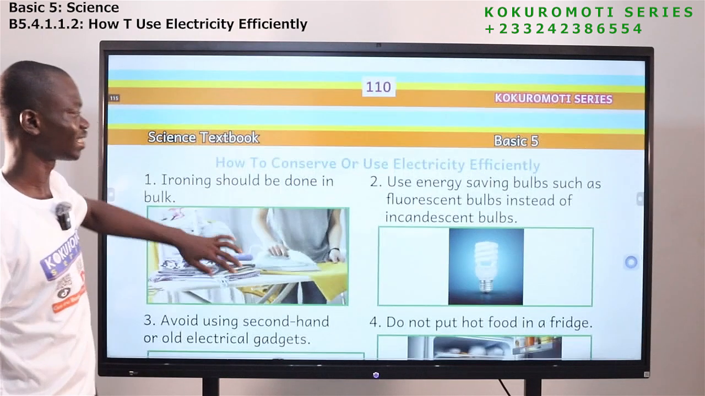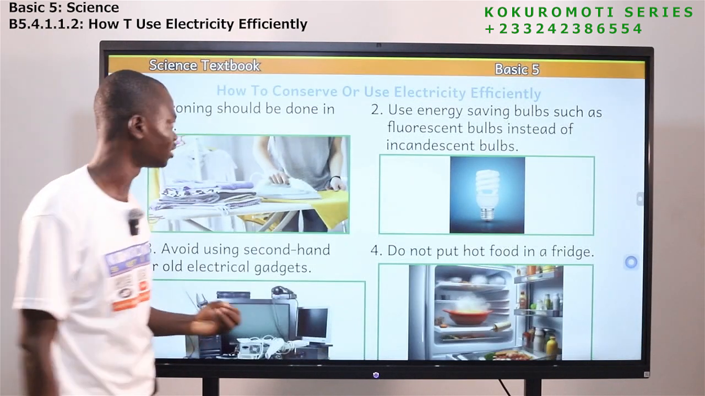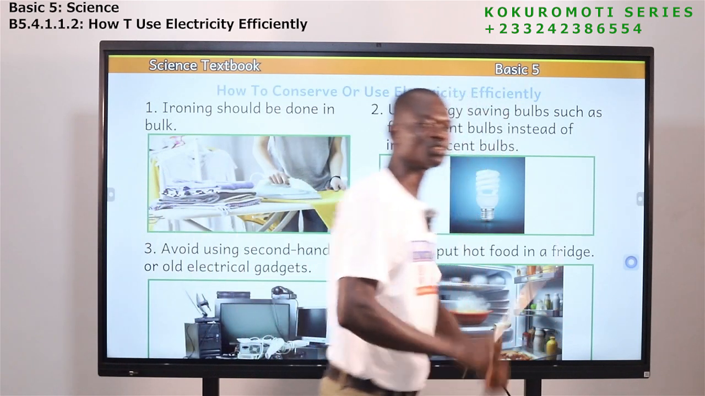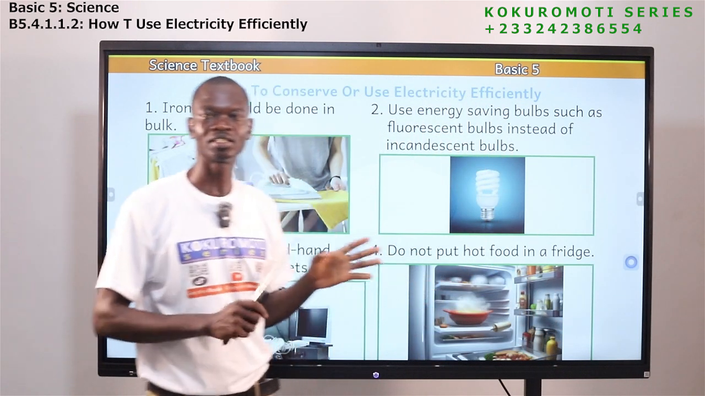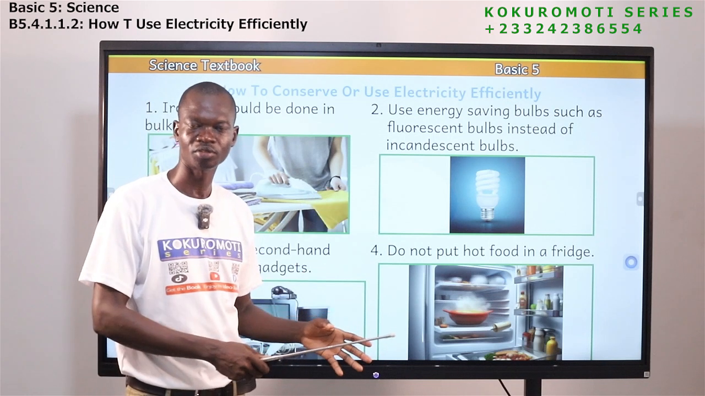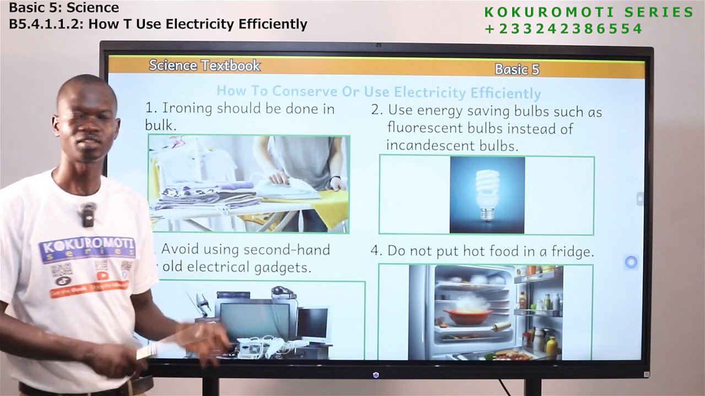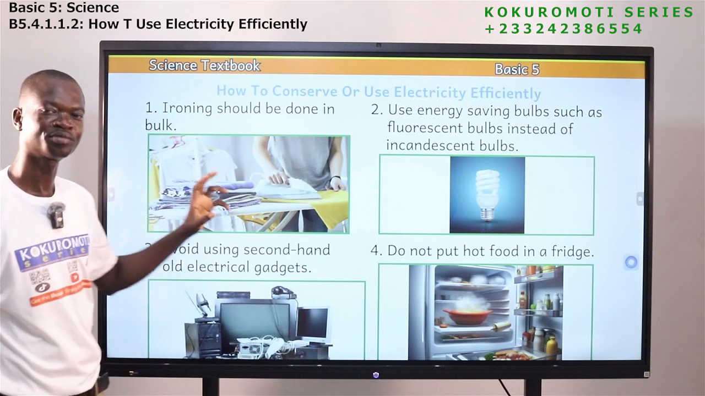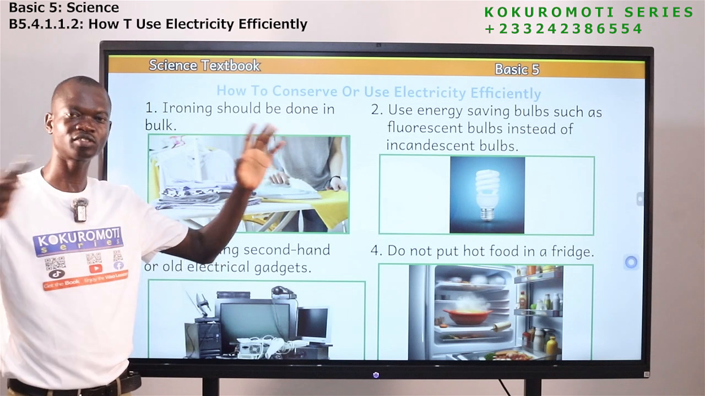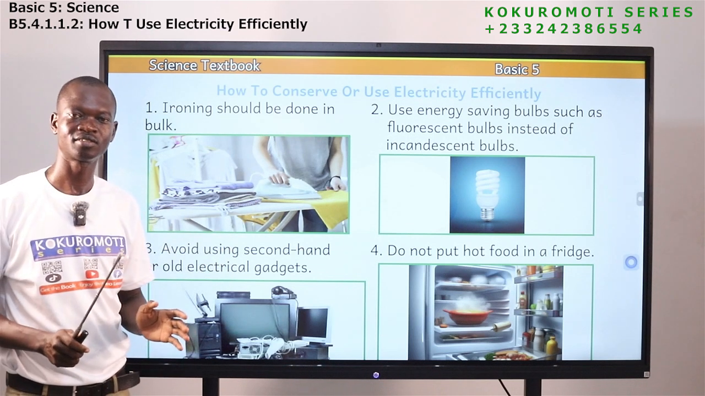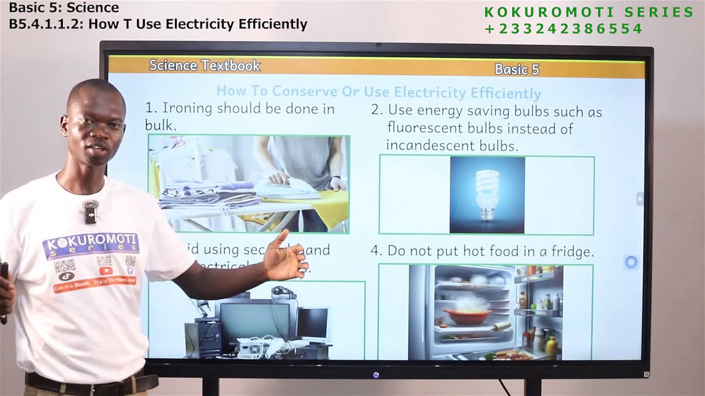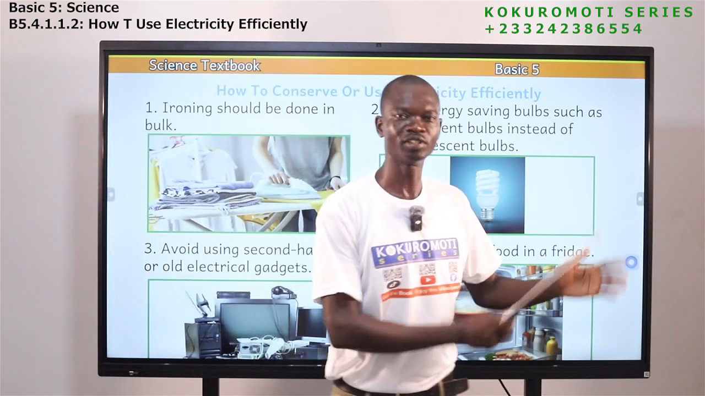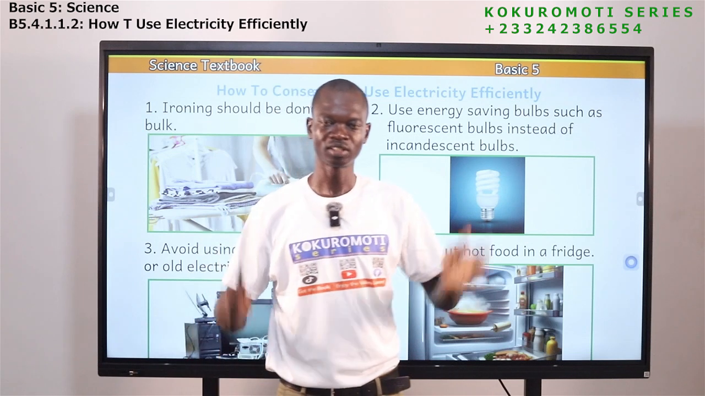Okay, now let's look at things that we can do to save energy. So, how to conserve or use electricity efficiently. These are the best ways that we can conserve energy, we can preserve energy. Okay, the first one, ironing should be done in bulk. So when we are ironing, we should iron our things, not only one, but in bulk, in many. So if you know that this week I will need 3 uniforms, make sure you iron all of them at once.